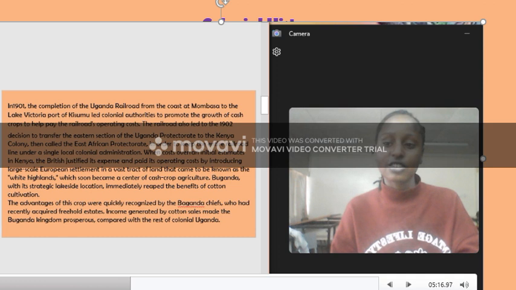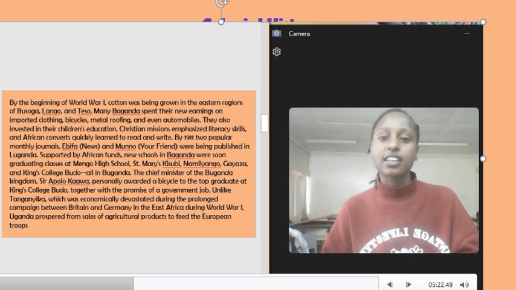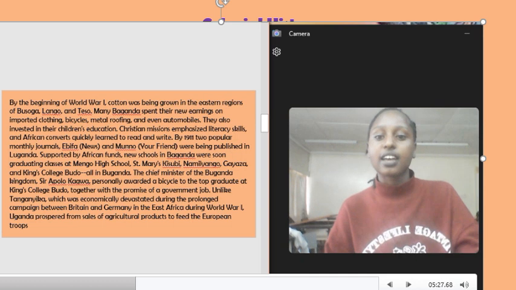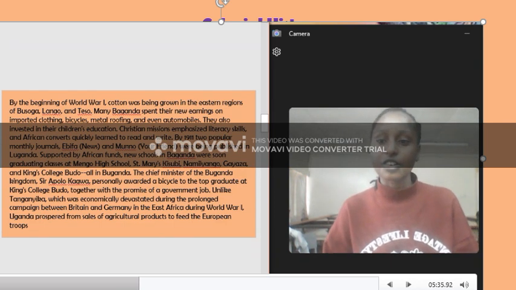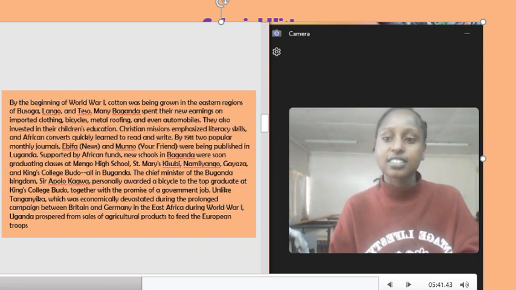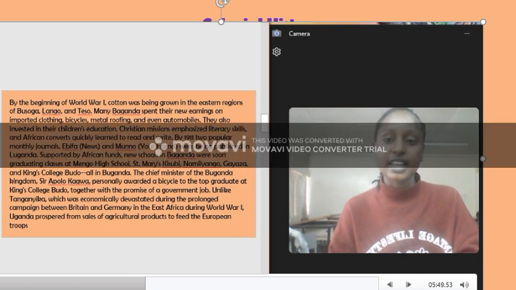By the beginning of World War I, cotton was being grown in the eastern regions of Busoga, Lango, and Teso. Many Baganda spent their new earnings on imported clothing, bicycles, metal roofing, and even automobiles. They also invested in their children's education. Christian missions emphasized literacy skills, and African converts quickly learned to read and write. By 1911, two popular monthly journals, Ebifa and Munno, which means Your Friend, were being published in Uganda, supported by African funds.